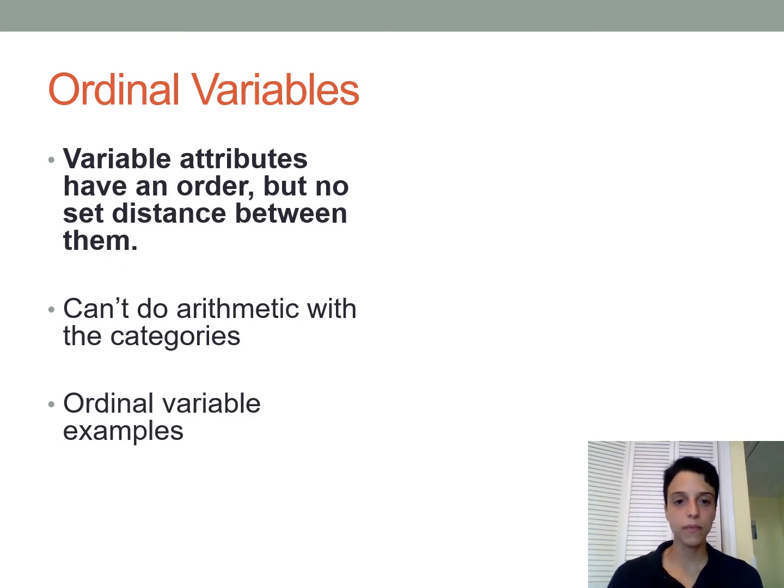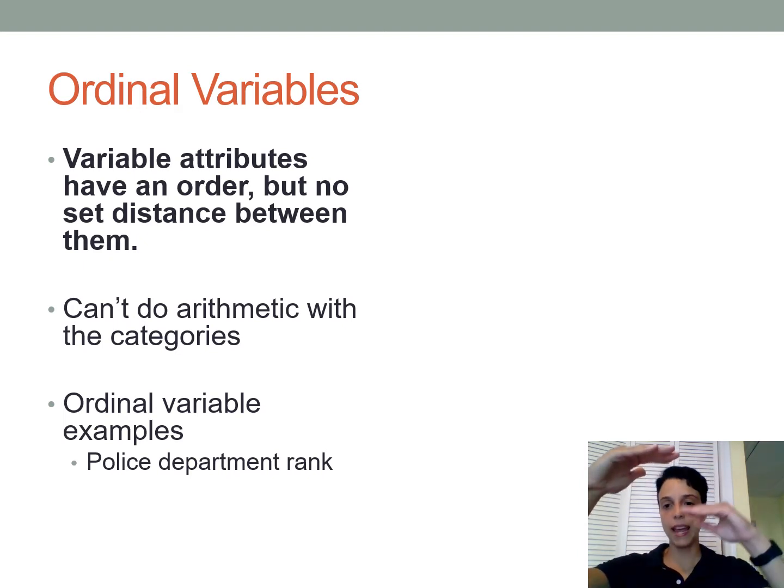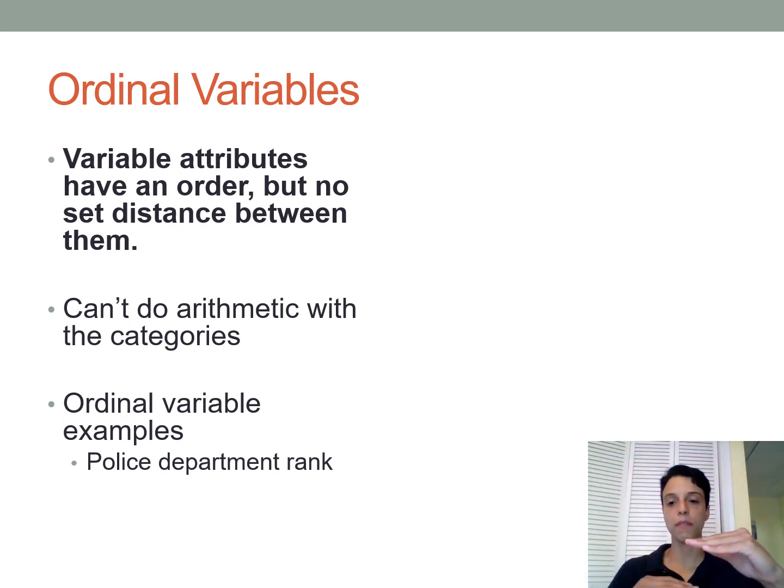So some examples, first of all, police department rank. You'd say that a line officer is of a lower rank than a supervisor who's of a lower rank than the police chief. So line officer, supervisor, police chief are all different attributes that can be put in order from the least amount of rank to the most amount of rank. But you wouldn't say that there's the same distance between each of them. So somebody who's a line officer versus somebody who's their direct supervisor versus the police chief. There's a lot more distance between police chief and supervisor than there is between supervisor and line officer.